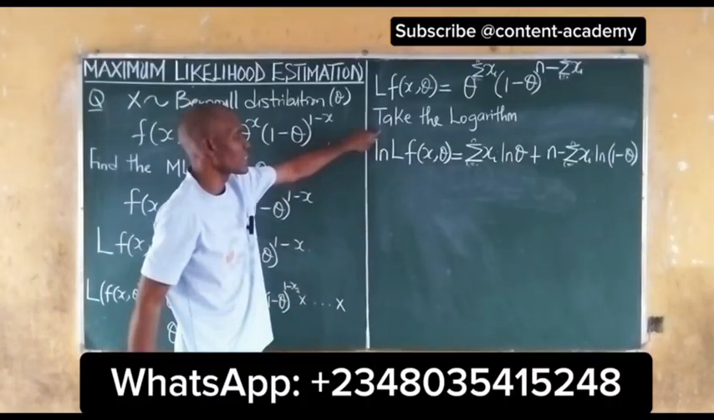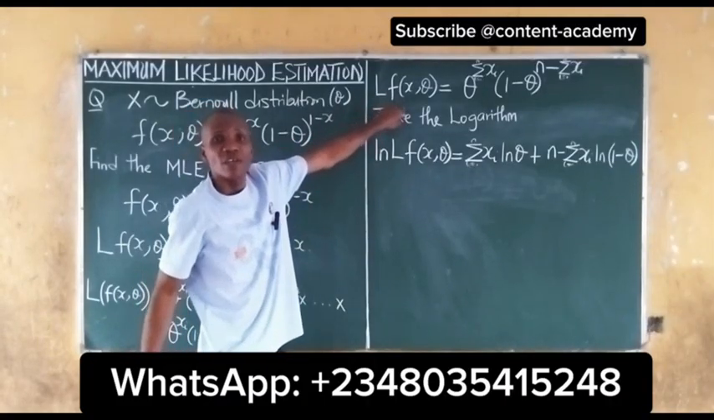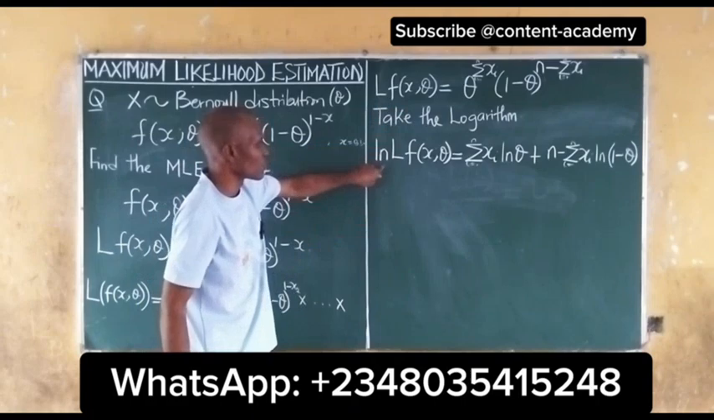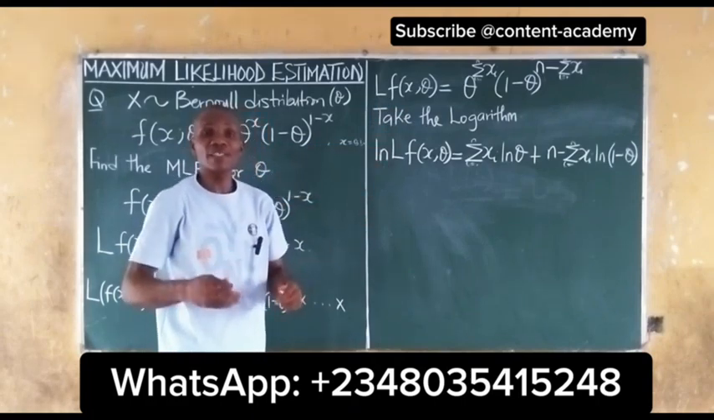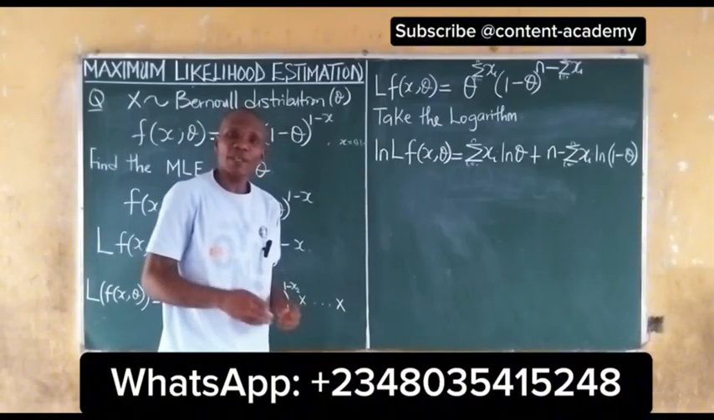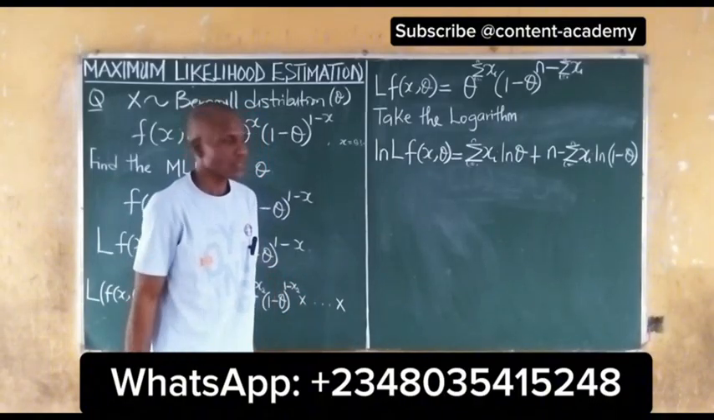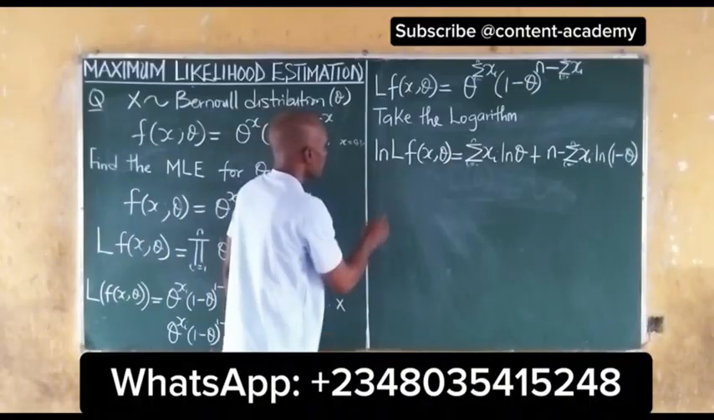We have succeeded in taking the logarithm of the likelihood function, and it is written like this. The next thing is to take the differential with respect to theta and equate to 0. So we'll take the derivative.